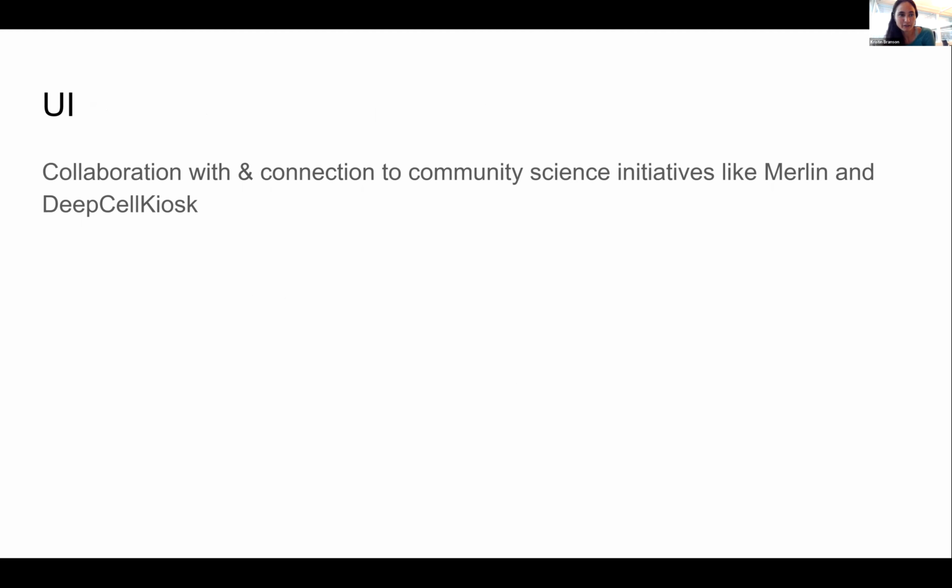What we've been thinking about with the user interface, we've been talking with a few other groups who've been developing UIs, and we'd really like to have collaboration and connection to a lot of the other open source initiatives out there. And so we've been talking with someone who works on community science projects like Merlin, which is the bird identification software you might have on your phone, and then the Deep Cell kiosk from David Van Valen's group.